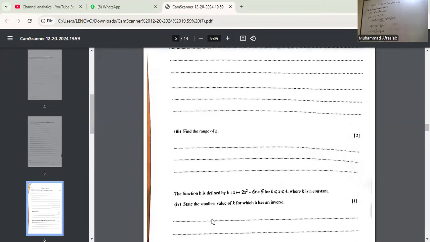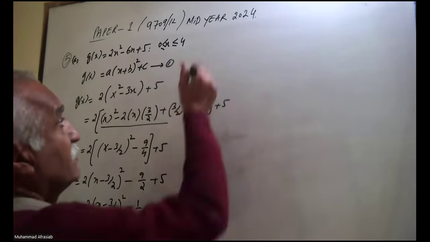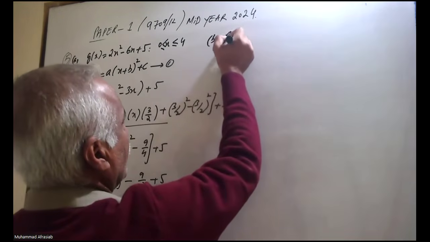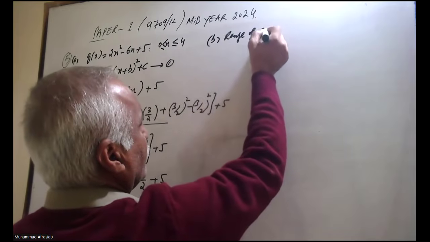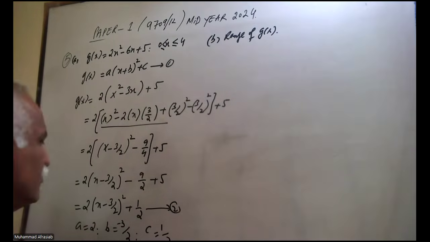Find the range of g. Also, the function h of x is defined by h(x) = 2x² − 6x + 5 for x greater than or equal to k, less than or equal to 4, where k is a constant. Describe the smallest value of k for which it has the inverse there. So you are finding the second part, the range of g(x) for this portion.